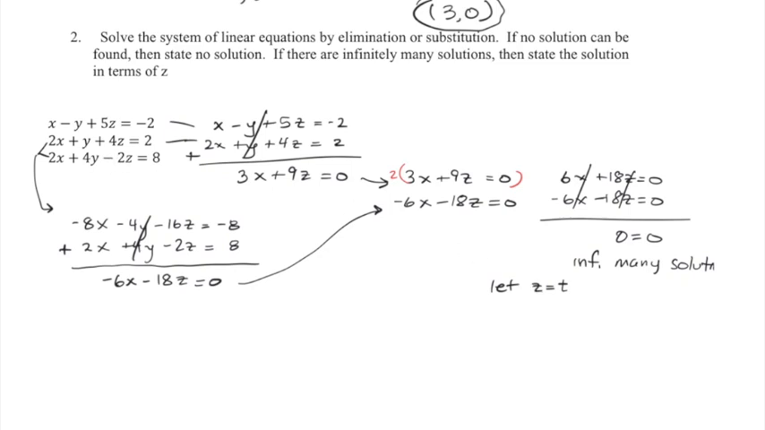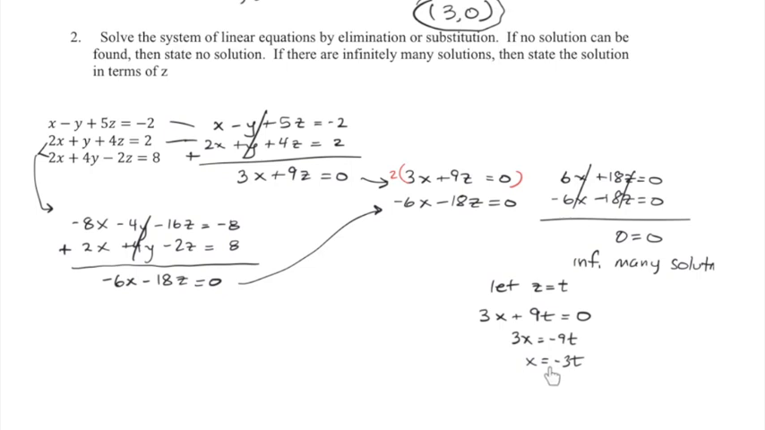And then rather than jumping all the way back to the beginning, we go back to this third step here. We know that z is equal to t, so then we can solve for x. So if I take that equation, 3x plus 9z, now remember I can replace z with t, so 3x plus 9t is equal to 0. So then we can solve for x by subtracting 9t and then dividing by 3. So x is equal to negative 3t.